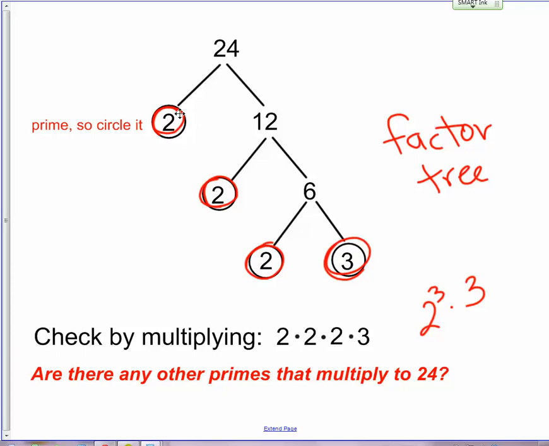If it's an even number, you know it's divisible by 2. So 2 times 12 gives me 24, and it's prime, so I circle it. Think of it as an apple at the end of a tree branch. I'm done with that apple.